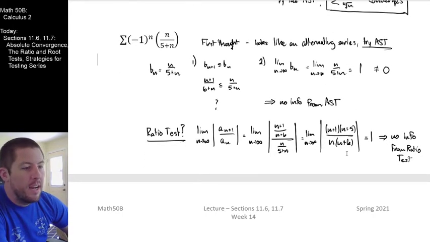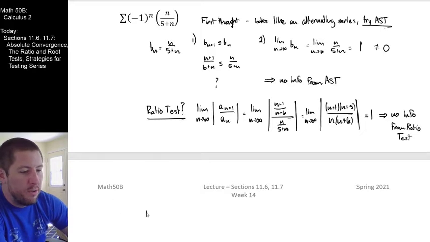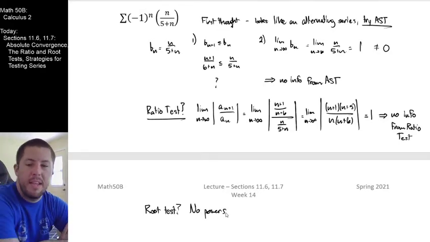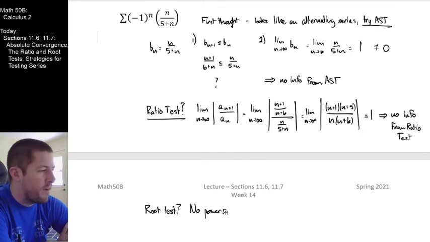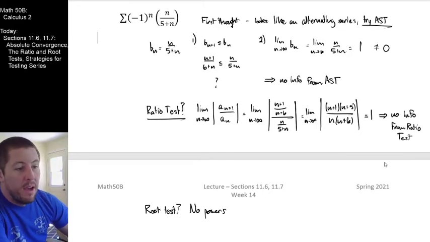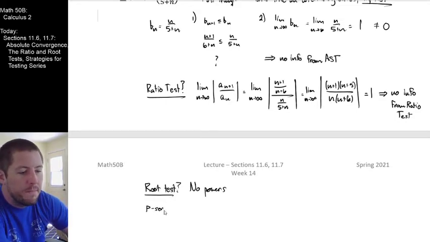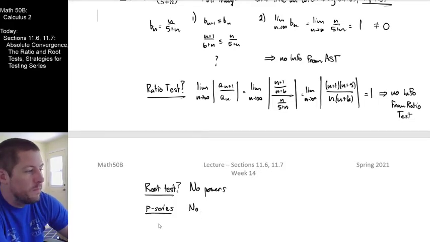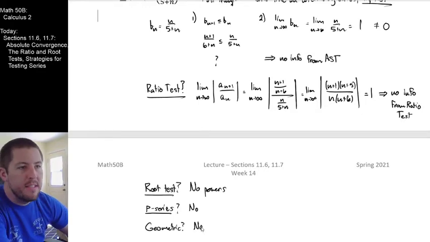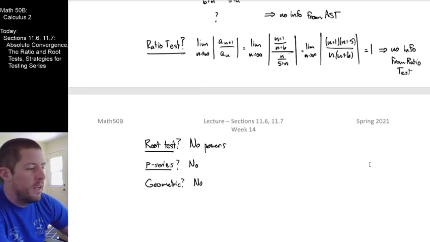That didn't work. My next thought on this is we could try the root test, maybe, but there's no powers involved. So I don't think taking an nth root is going to be super helpful for me because I don't have any nth powers for those to cancel away with. We're running out of things to try here. Is it a p series? No. Not 1 over n to the p. Is it geometric? No, we can't write this as ar to the n minus 1.